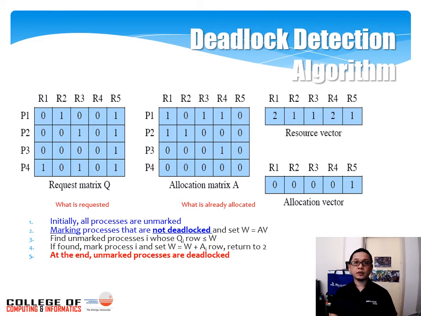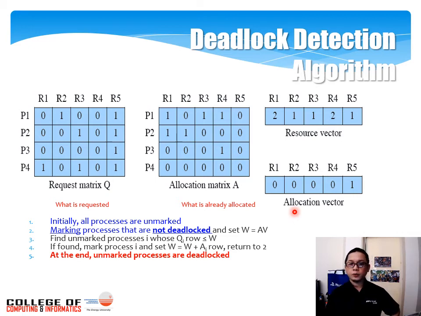So for the example of the deadlock detection algorithm, first we need to look at the diagram. If you notice, the diagram is similar to what we previously looked at in the deadlock avoidance mechanism. You have the request matrix, what is requested by each process, and the allocation matrix, what is already allocated to each process. And then we have the resource vector and the allocation vector. If you have this information, how do you decide whether there is deadlock or not in the system?